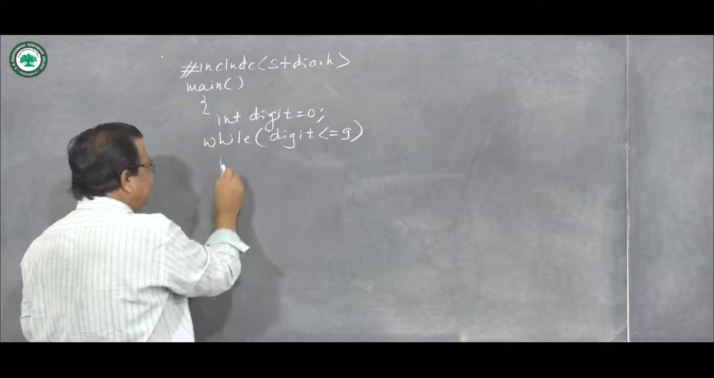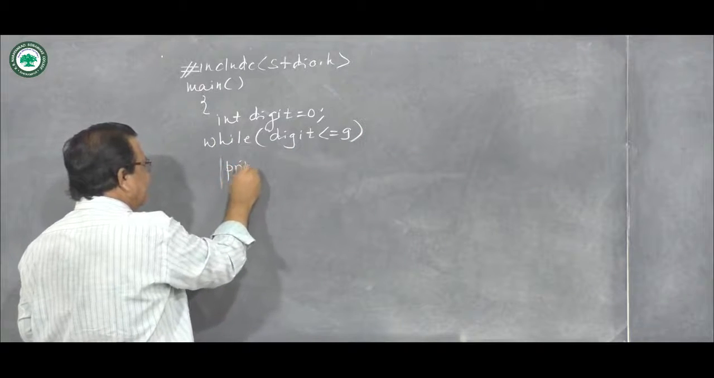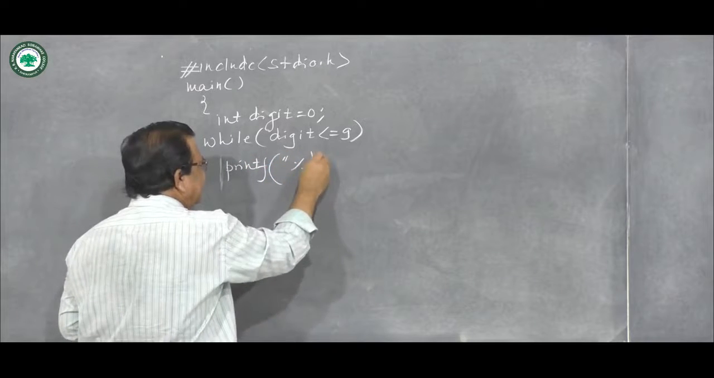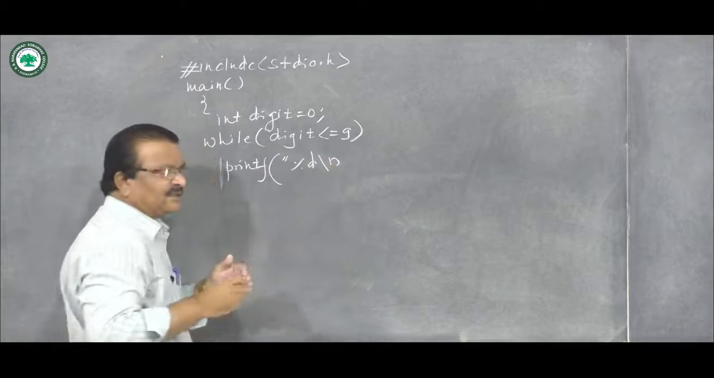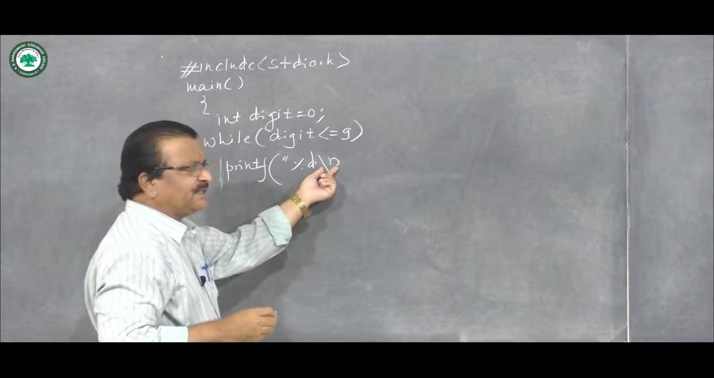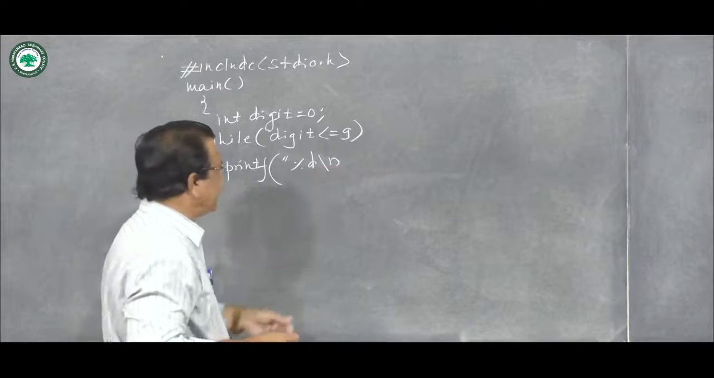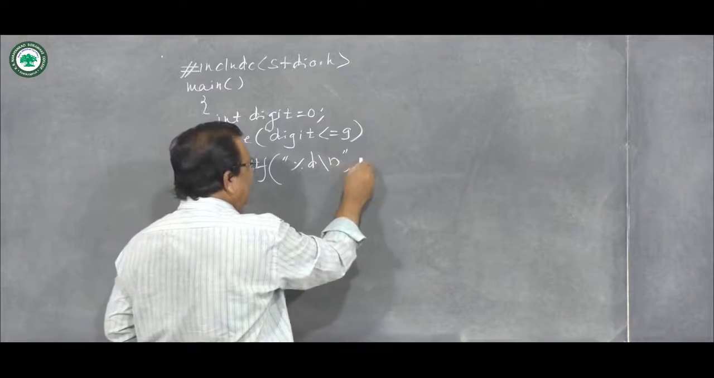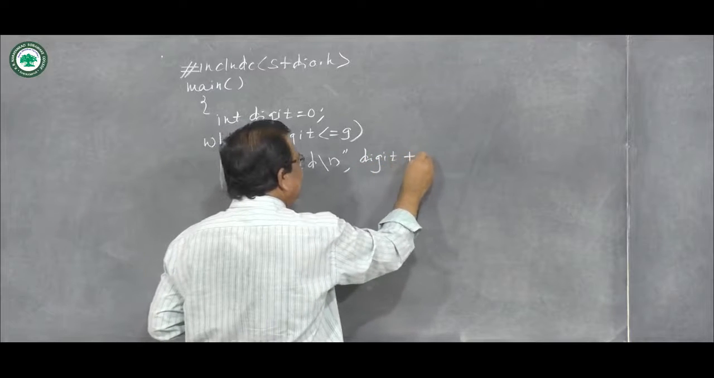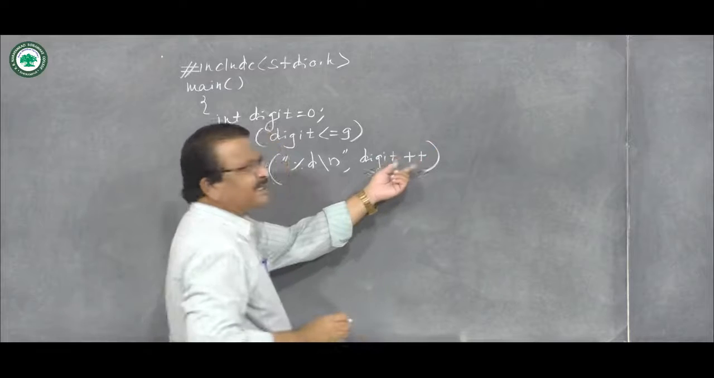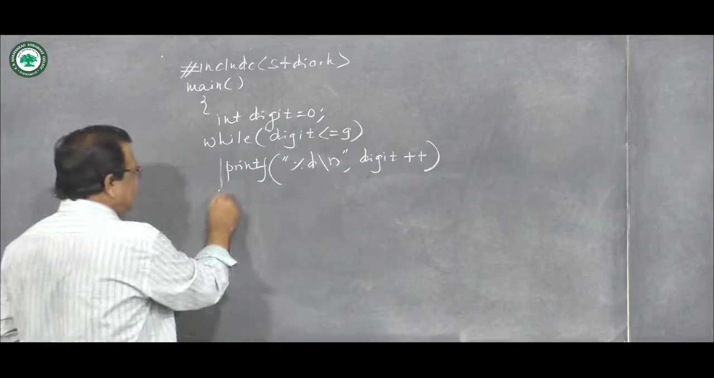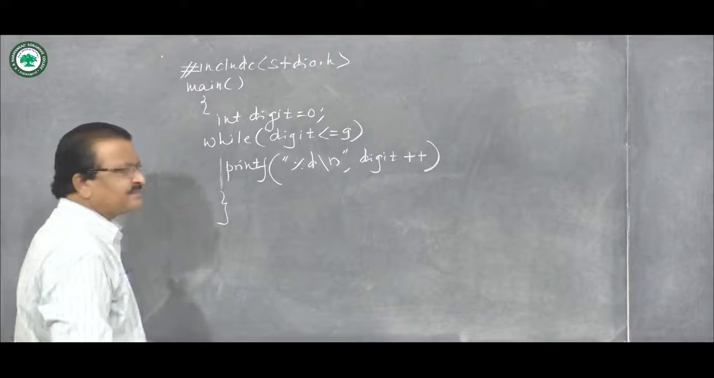Printf, double quote, %d. To print all these digits on a new line, I have introduced here an escape sequence, namely newline. Double quote complete, comma, and then digit plus plus. It is a post increment: use it first and then increment. And then this gets completed.